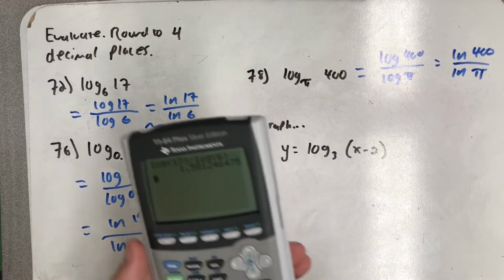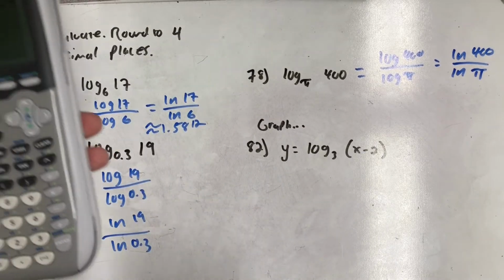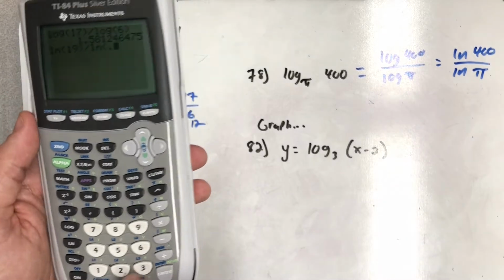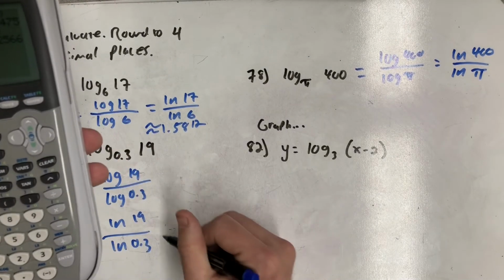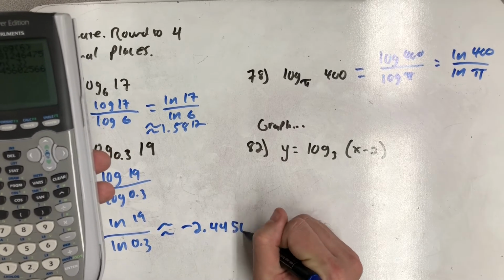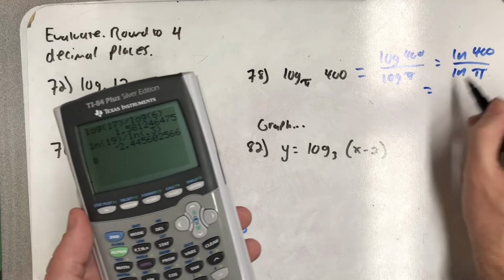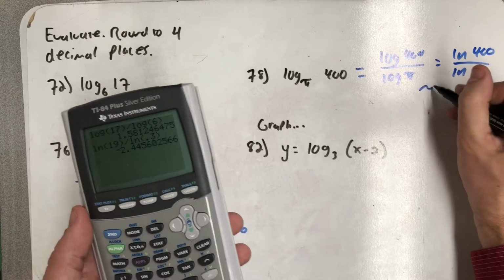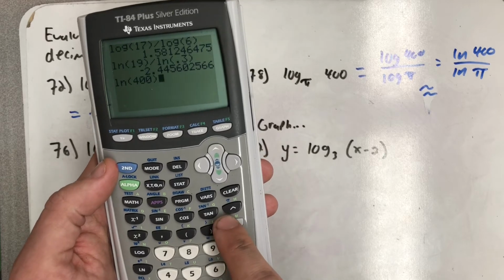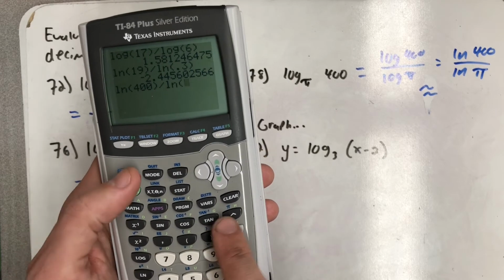On this one, I'll use the natural log. So the natural log of 19 divided by the natural log of 0.3. And I get minus 2.4456. Now on this one, I'm going to stick with using the natural log because that's what I would typically do anyway. So the natural log of 400 divided by the natural log of pi.